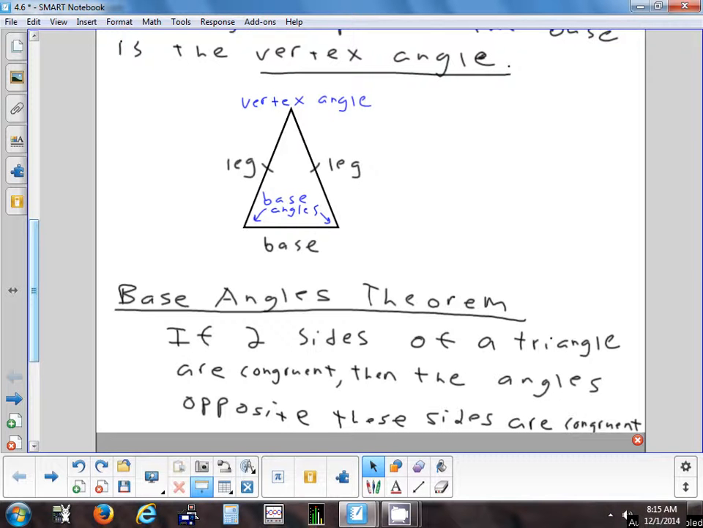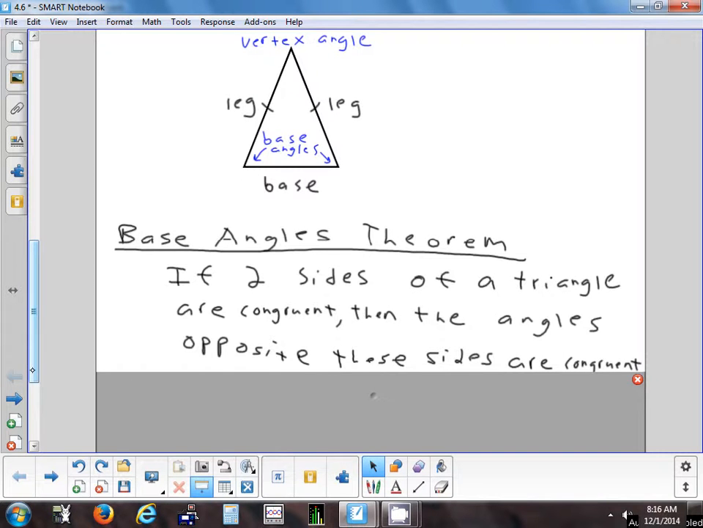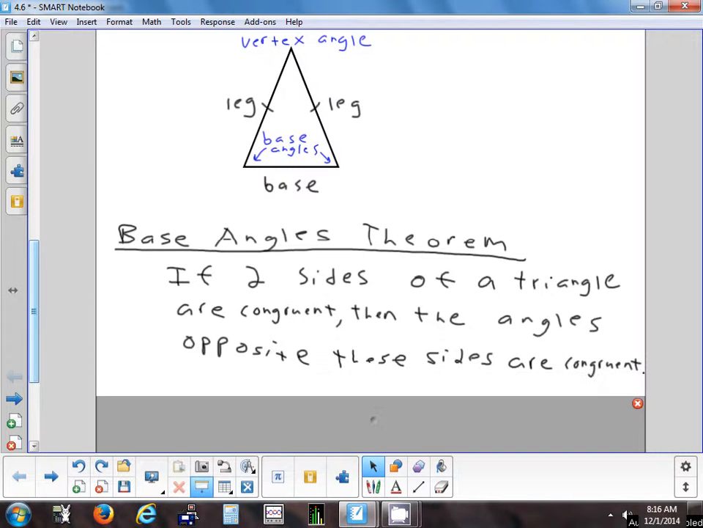All right, so a formal way to say that: if two sides of a triangle are congruent, then the angles opposite those sides are congruent. Basically what that means is in a triangle, however many sides are the same length, that's how many angles are the same measure. Three sides the same length, three angles the same measure. Two sides the same length, two angles the same measure. If all the sides are different, all the angles are different.